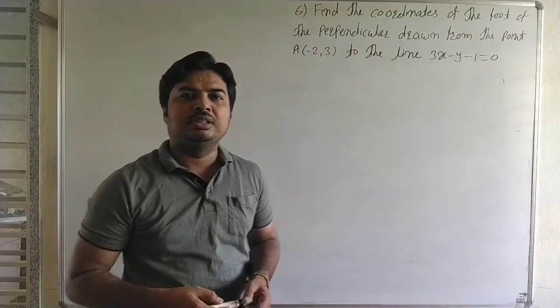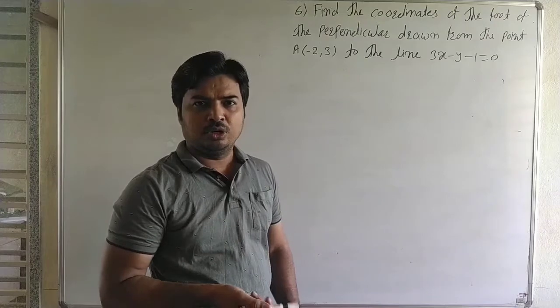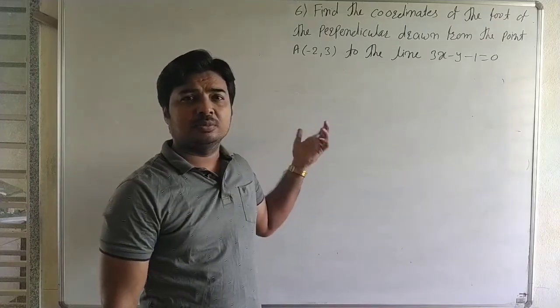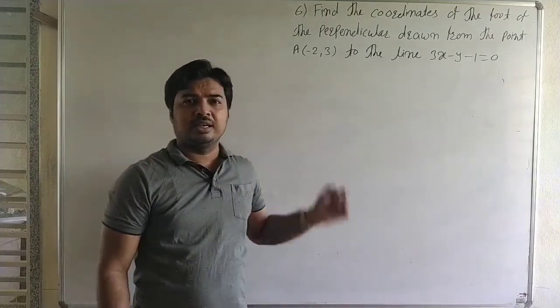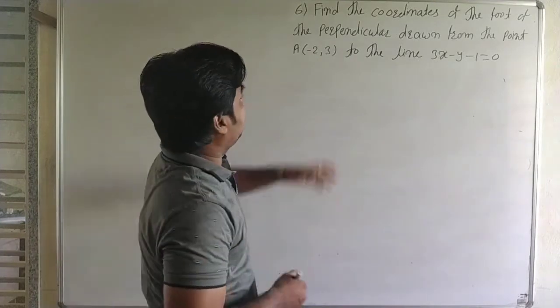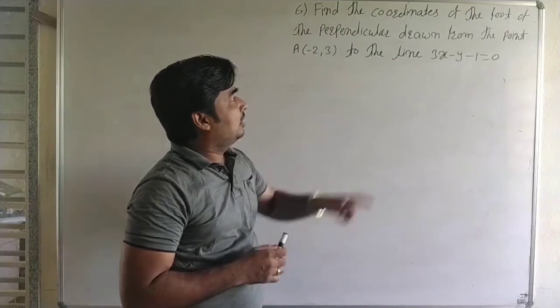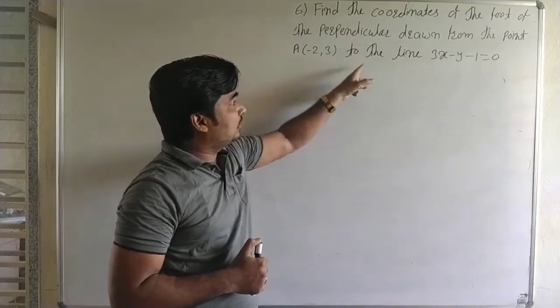Hello students, in this lecture we discuss the examples in exercise 5.4. We have already discussed the 5 examples in this exercise. Now we continue with the 6th example. Find the coordinates of the foot of perpendicular drawn from the point to the line.